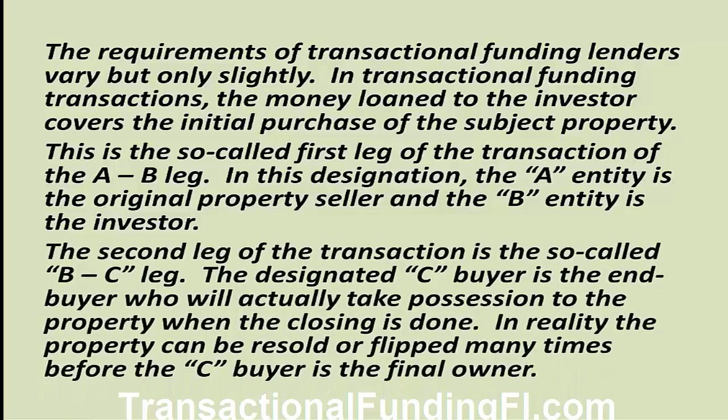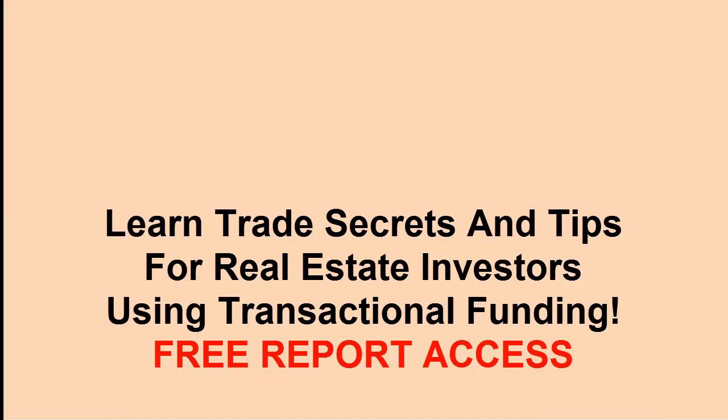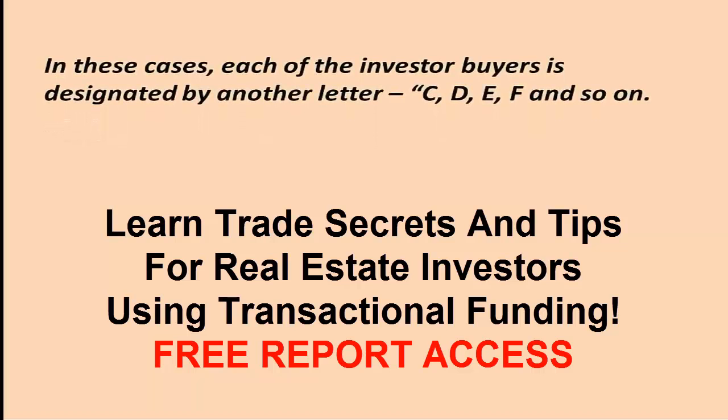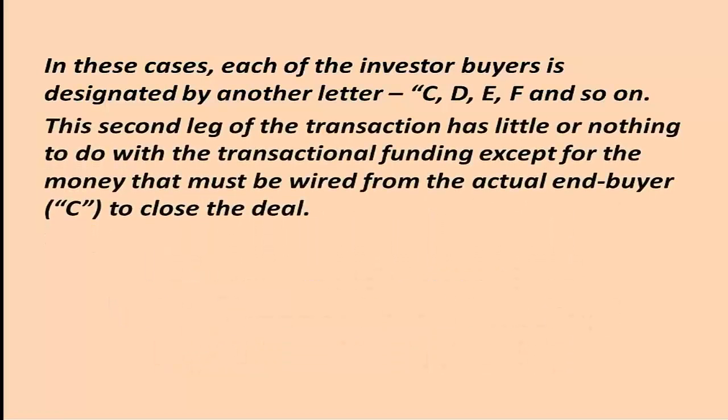The second leg of the transaction is the so-called B to C leg. The C designated buyer is the end buyer who is actually taking possession of the property when the closing is done. In reality, the property can be resold or flipped many times before this C or end buyer is the final owner. In these cases, each of the investor buyers is designated by another letter, C, D, E, F, and so on. The second leg of the transaction has little or nothing to do with the transactional funding except for the money that will be wired out.